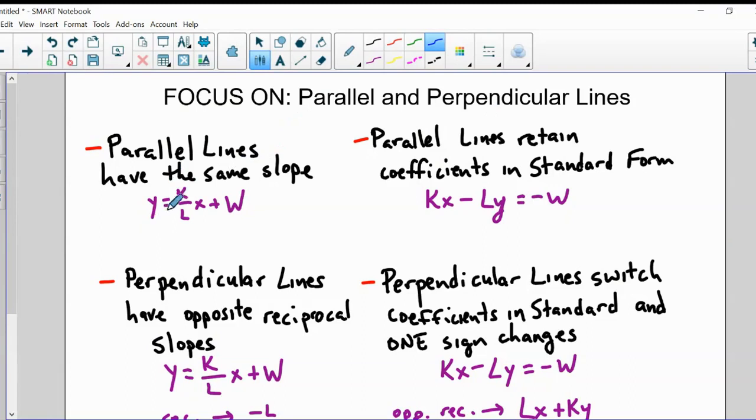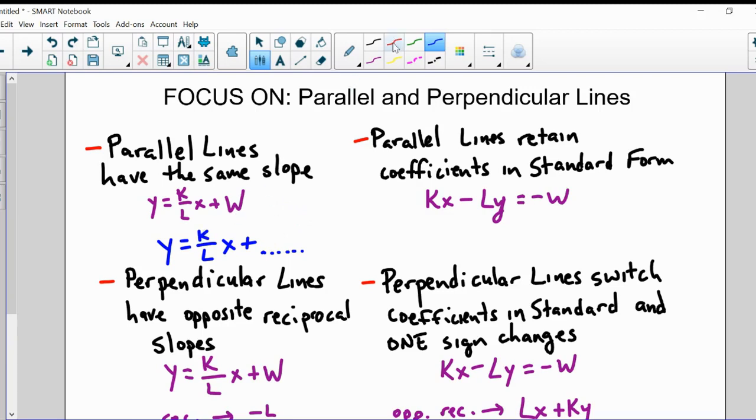Parallel lines have the same slope. So if I have a line y equals k over L x plus w, and I just picked some letters, y equals k over L x plus anything here is going to be a parallel line as long as that thing that's put here is not w.